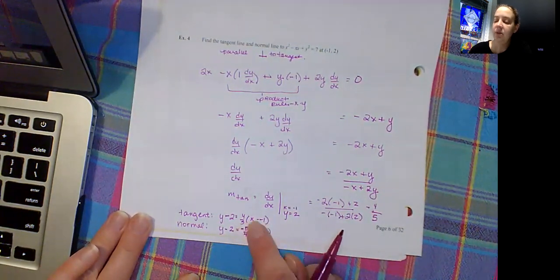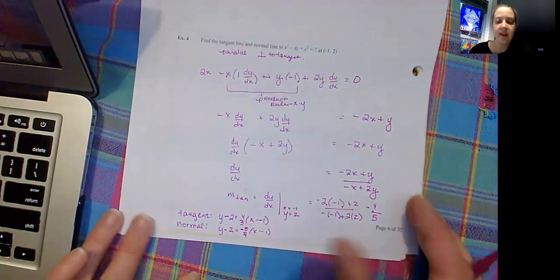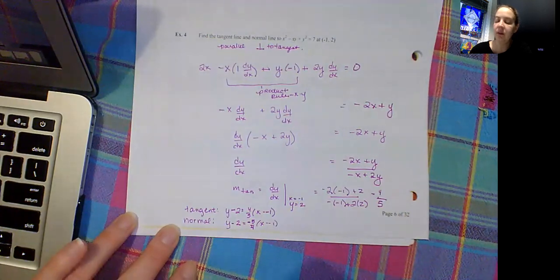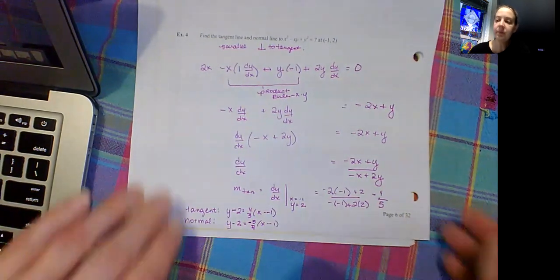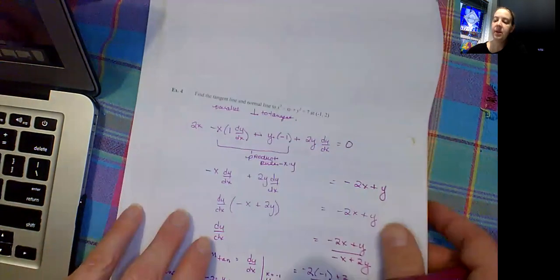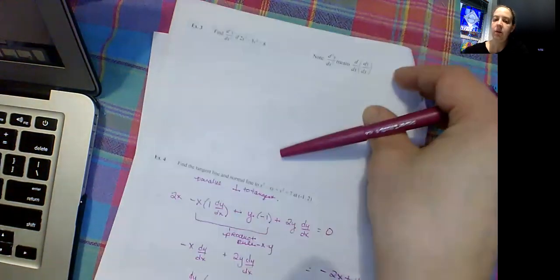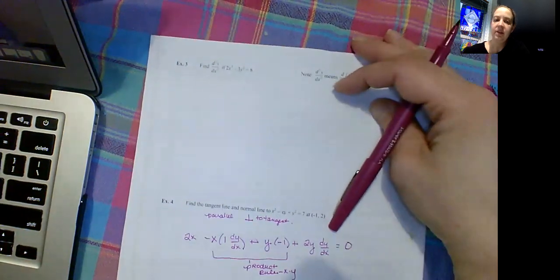Now, you could distribute the slope and solve for y, that's completely fine. But I'm perfectly happy with point slope form. So slide back up here to example 3, the piece with the second derivative.